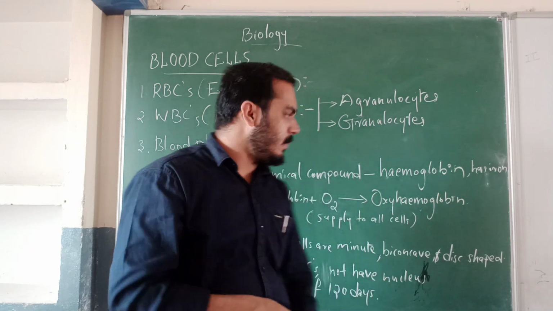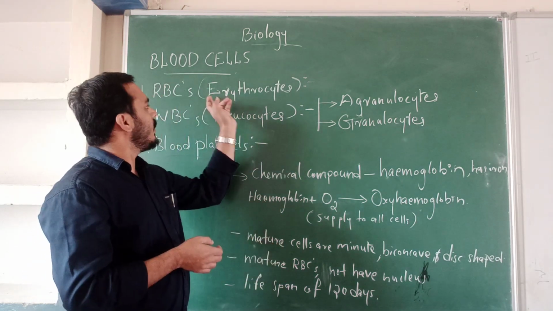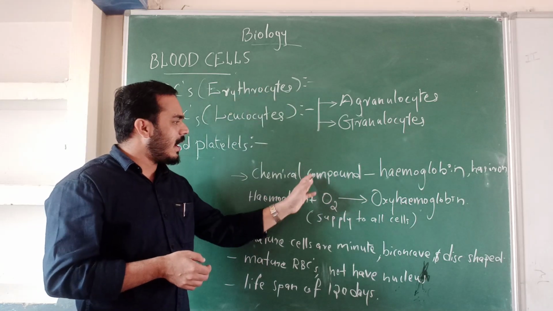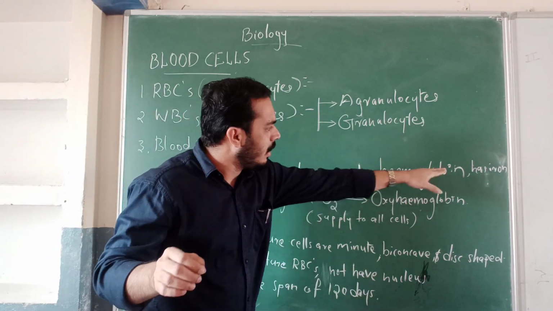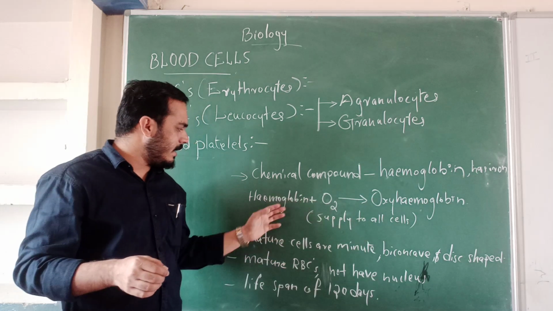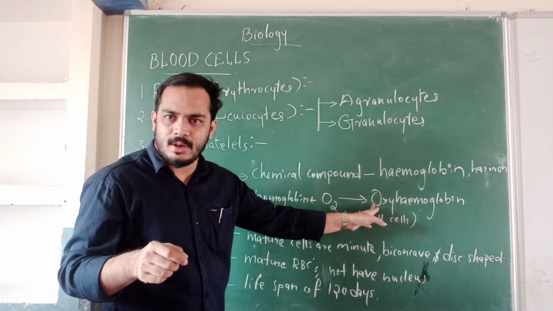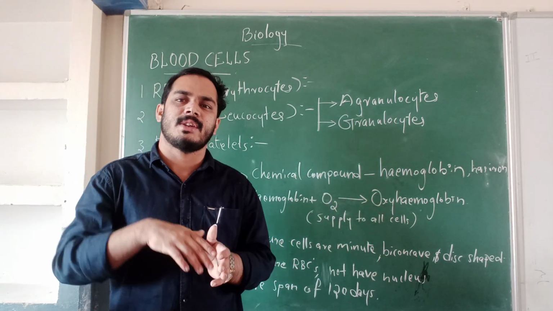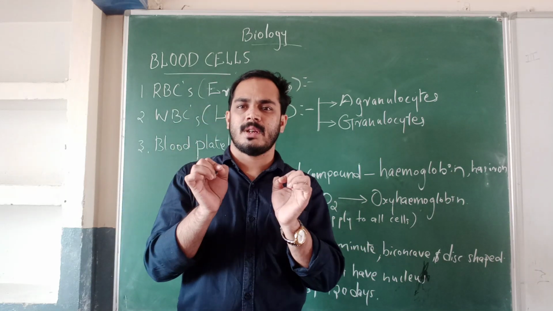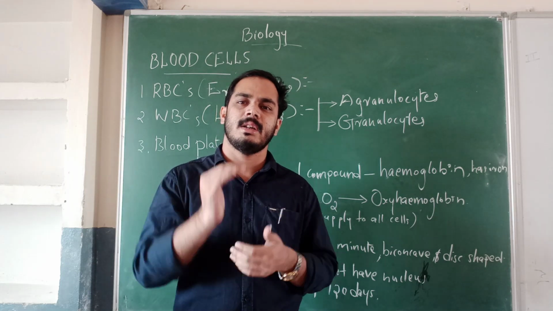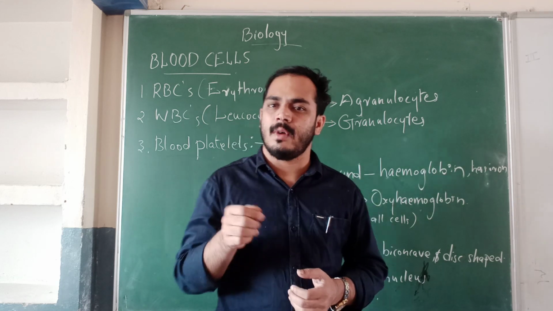So these are the main features of the blood cell. Its other name is erythrocytes, and it contains a complex chemical compound called hemoglobin. Hemoglobin has iron, and the hemoglobin mixes with the oxygen, reacting to form oxyhemoglobin. This oxyhemoglobin is transferred to all tissues of the human body. The cell is minute, biconcave and disc shaped, and the lifespan of the RBC is only 120 days.